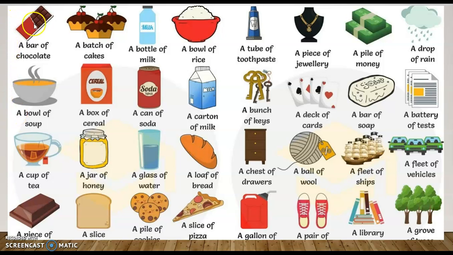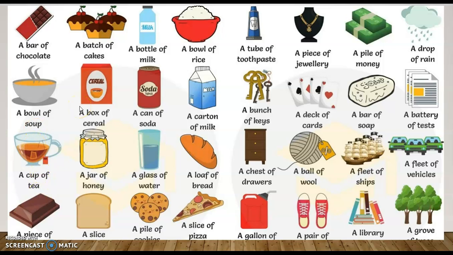Okay, so ni tengok. Chocolate, a bar of chocolate, a batch of cakes. Maksudnya dia buat banyak cupcakes kan. A batch ni maksudnya satu kumpulan cakes dia buat. A bottle of milk, a bowl of rice. For example, you want to ask for a bowl of rice. Can I have a bowl of rice? Can I have a bottle of milk? A box of cereal, a bowl of soup, a cup of tea.